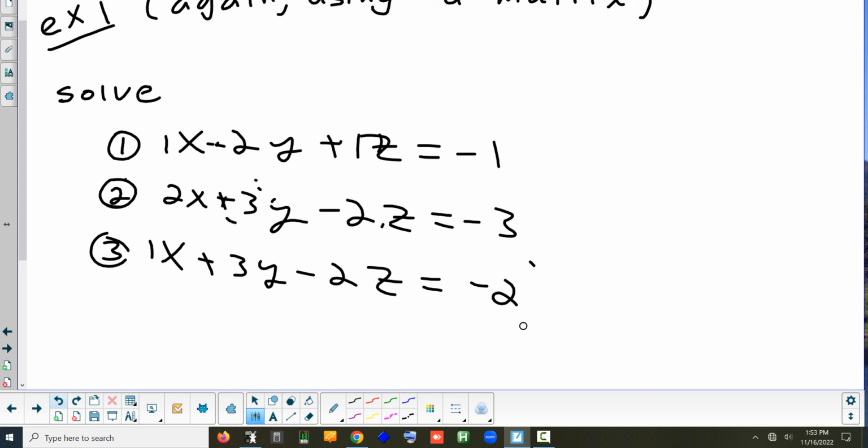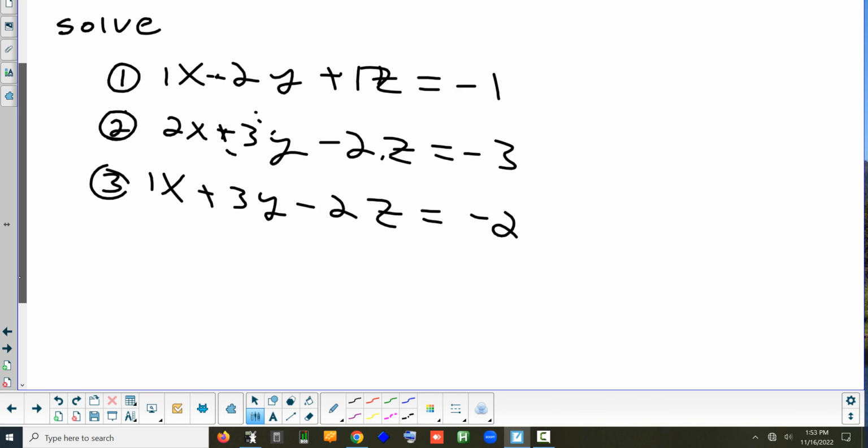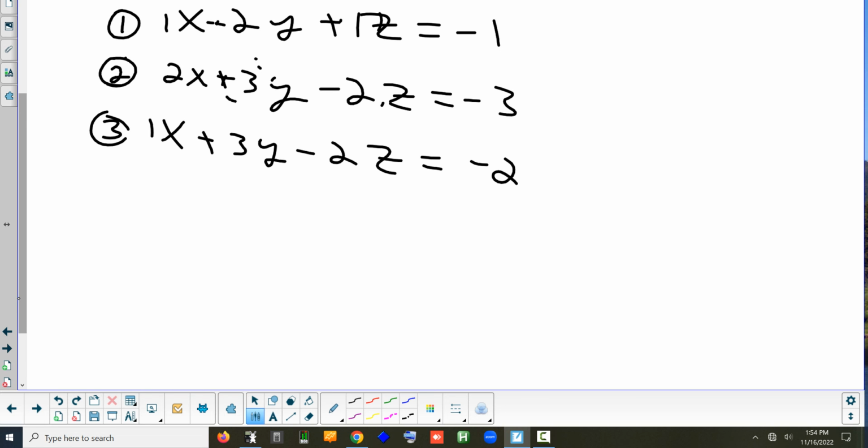And good enough. Okay. So first step is to take that and just put it in a matrix. All right. Can somebody tell me what my top row will be in my matrix? Yep. There you go. 1, -2, 1, -1.